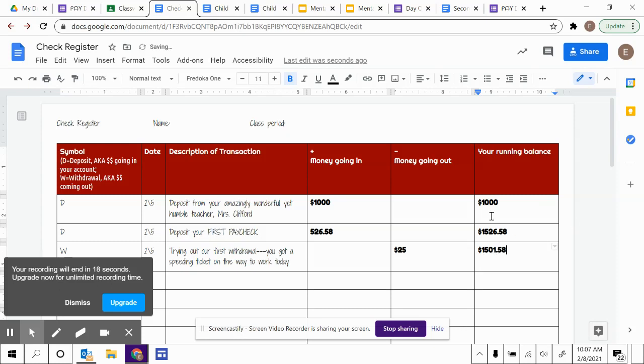$1,501.58. So every time that we get paid, there's going to be things that we have to pay for and things that we can put into our bank account. This document is what we're going to use every time so we can keep track of how much money we have. If you have questions, let me know.